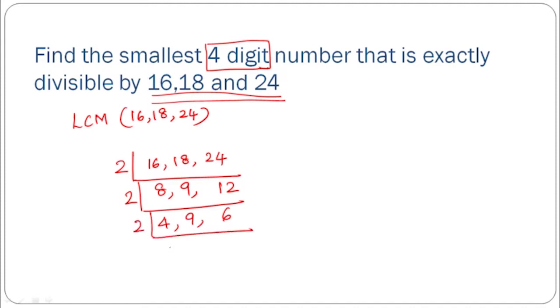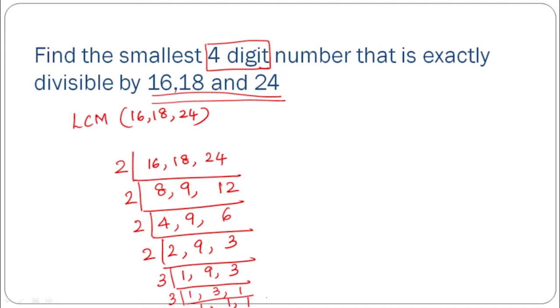Again I can divide it by 2 once more. I will have 2, 9 and 3. Again I can divide by 2. I will have 1, 9 and 3. At this point I can divide it by 3 because none of the numbers are divisible by 2. So I am dividing by 3 and I have 1, 3 and 1. So in the last step again I will divide it by 3 and I will have 1, 1 and 1. So I stop at this point where I get 1, 1, 1.